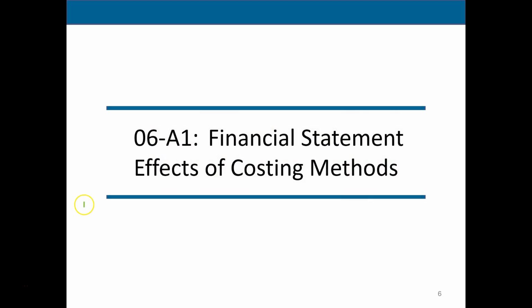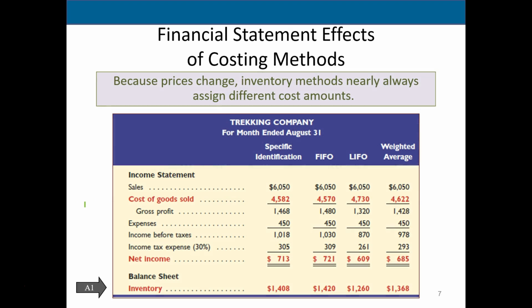So, financial statement effects of the costing methods. Notice that these are three different types of assumptions, and they're going to have different effects on the financial statements, because with price changes, inventory methods nearly always assign different costs. So if we look at the specific identification, the FIFO, the LIFO, and the weighted average in terms of the income statement, the account that we're focusing on is cost of goods sold.